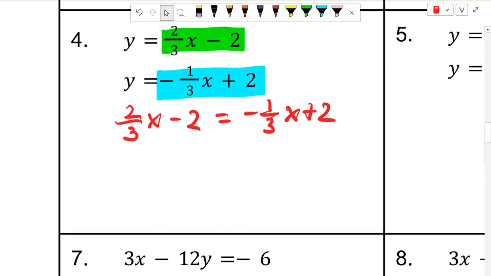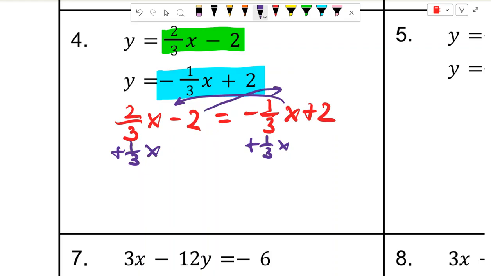We know that there is a solution because the slopes are different. So let's start working on this. Let's remove the -1/3 x by adding a +1/3 x to both sides. And since we're moving our x terms to the left, we're going to move our constants to the right. And that says -2, and the inverse of subtracting 2 would be adding 2.